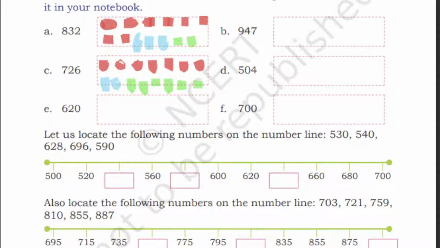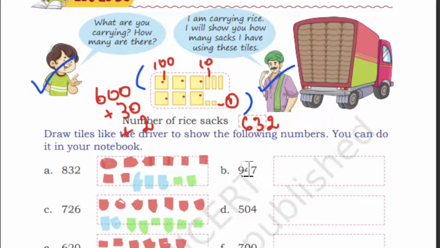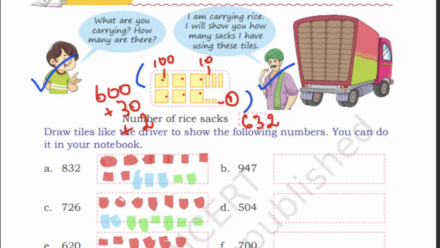So let's do 620. So 1, 2, 3, 4, 5, 6, which is 6. Next we will go for blue one. So 1, 2. So this is 620. So there is no 1. So I'm not going to do anything in green color. Okay. So next we have 947, 504 and 700, which is very easy.